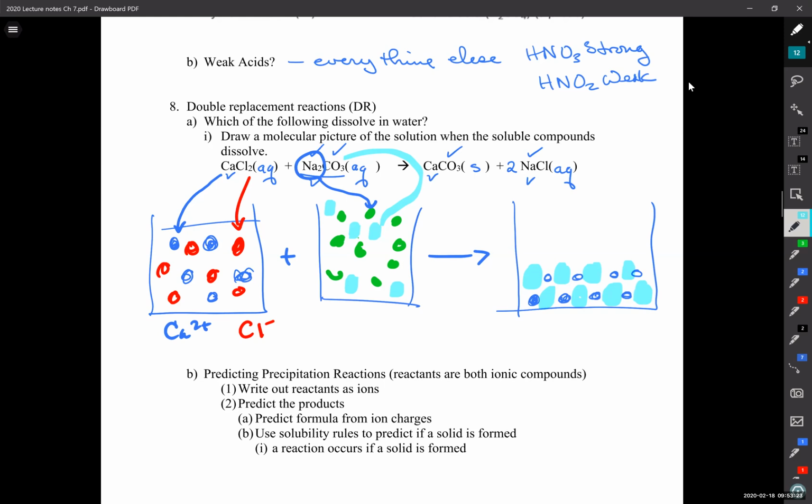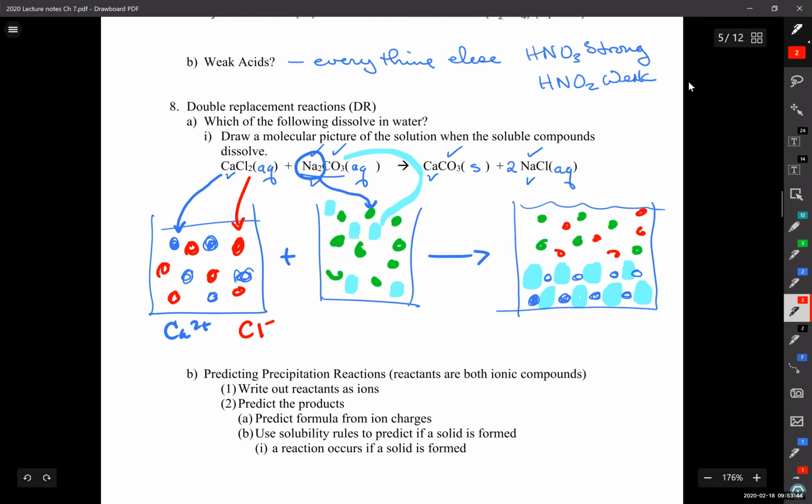And then in solution, above the solid at least, like in the top part, you're gonna have your sodiums, which I made green, and your chlorides, which I made red, just kind of floating around in the solution still.